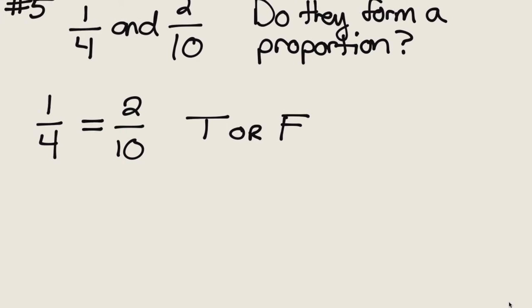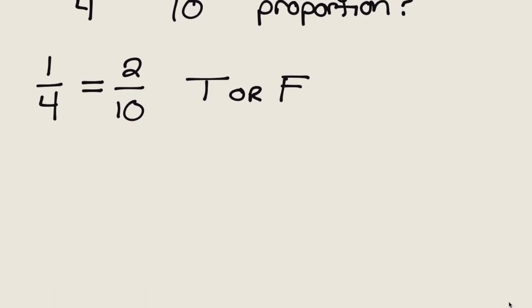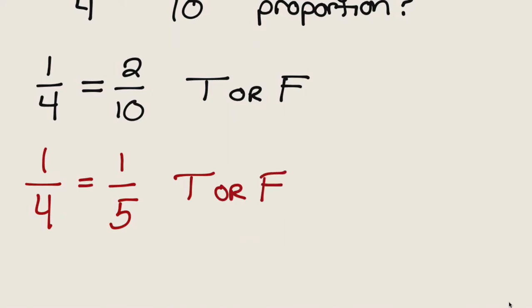Well, one of the things you can do to try to figure this out is you can simplify one side or the other if it's necessary. And in this particular case, it is. 2/10 can be simplified. Does anyone know what can be simplified to, Mason? Yeah, absolutely. Can definitely be simplified to 1/5. So we have 1/4 equal to 1/5. True or false? What do you think?